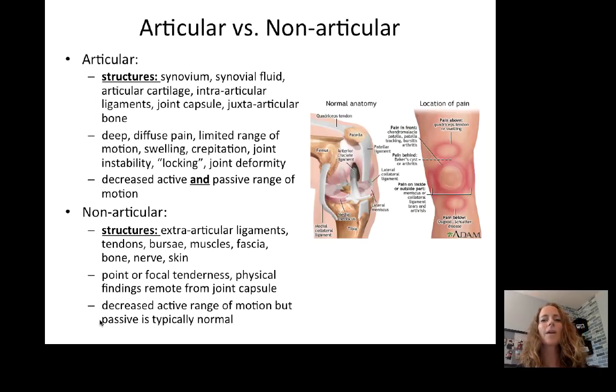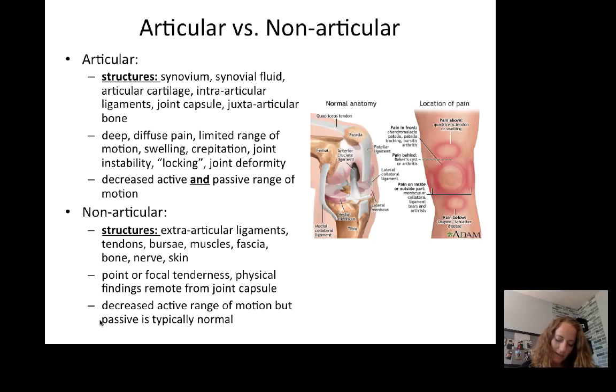So let's first talk about articular versus non-articular. An articular complaint is going to be within the joint capsule or inside of the joint capsule itself. So that can include the synovium, the synovial fluid, the articular cartilage at the ends of the bones within the joint, intra-articular ligaments, ligaments that go within the joint capsule, and juxta-articular bone, or those ends of bones that are just inside the joint capsule.